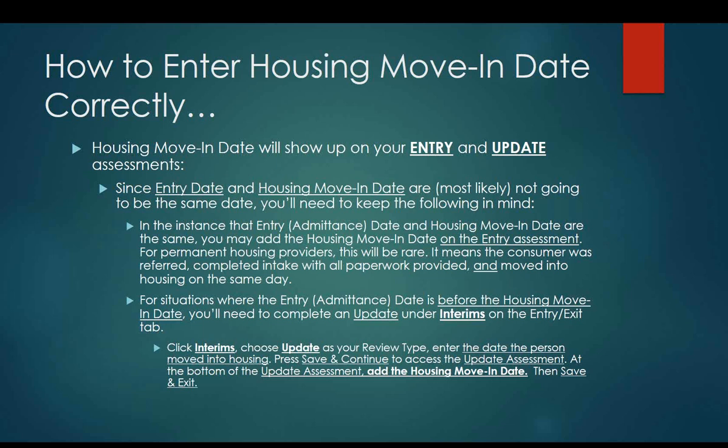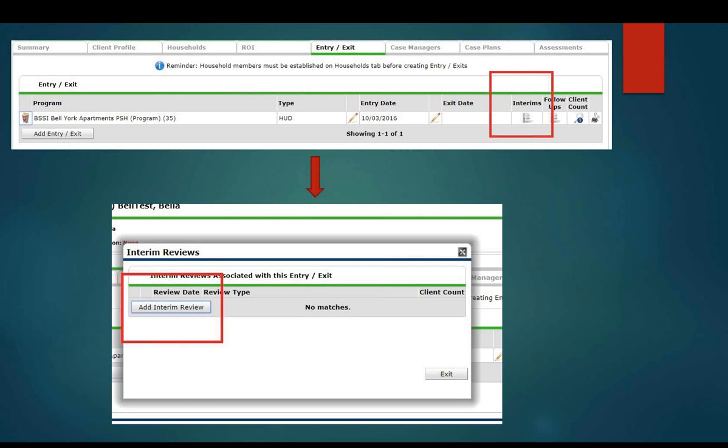So I give you some instruction here on how it works. You'll choose the interims button on the entry exit screen. You'll choose update as your review type. You'll type in the date the person moved into housing as your update date. You'll save and continue that screen, and it will take you to the update assessment. At the bottom of the update assessment, you'll see the housing move-in date. You can put that in and save and exit. Here are some screens to help that sound a little less complicated.